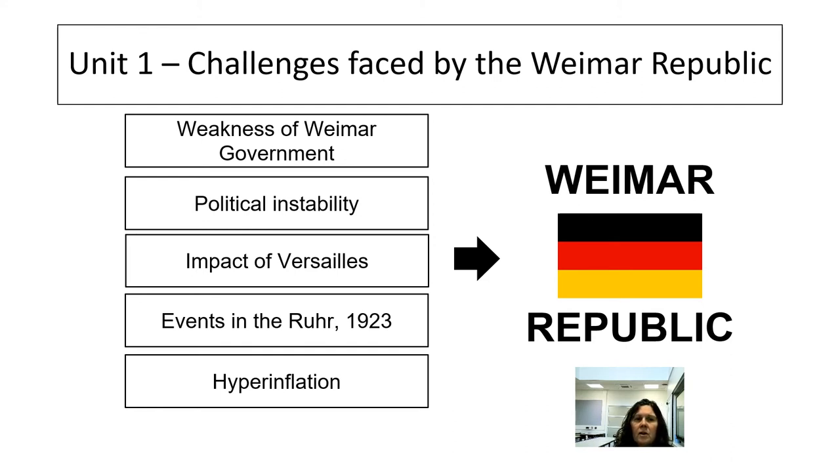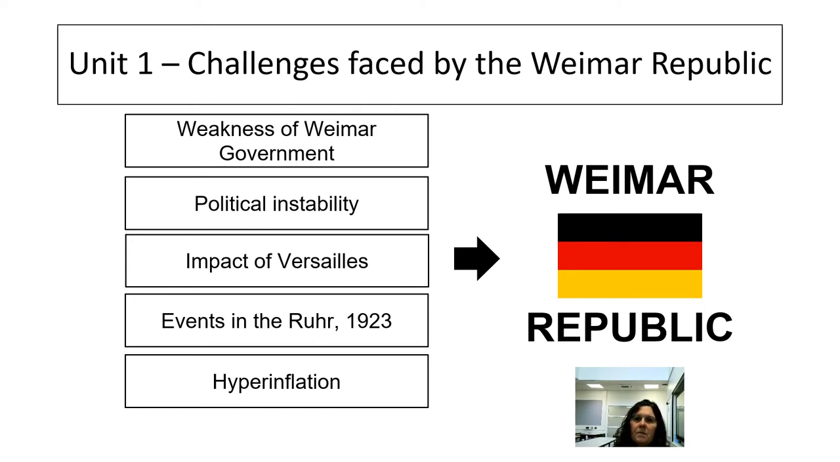The overview of Unit 1: the challenges faced by the Weimar Republic concern the weaknesses of the Weimar government, and the constitution, the new constitution that was drawn up, which was the way that Germany would be run. One example is that it contained Article 48, as you know, which meant a president could take control of the country if there was an emergency. And you know that comes into play later on when Hitler comes on the scene.